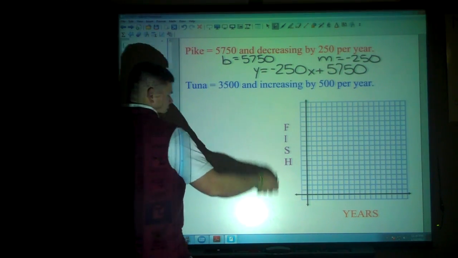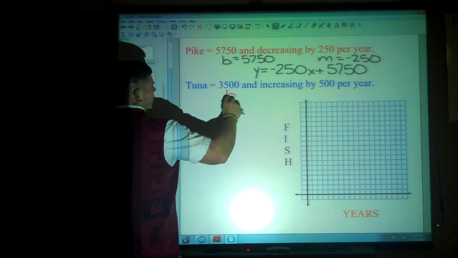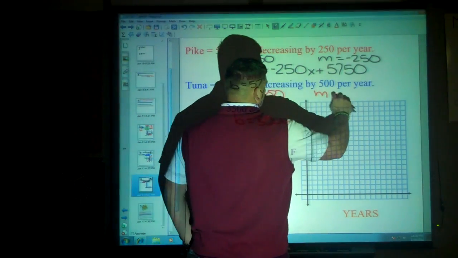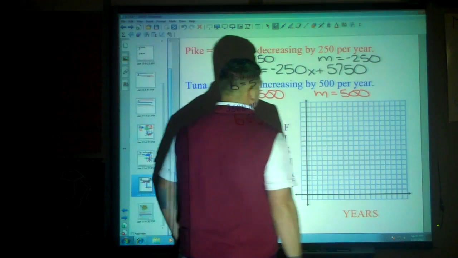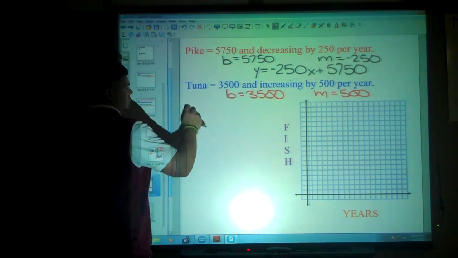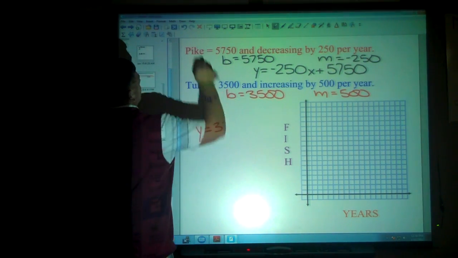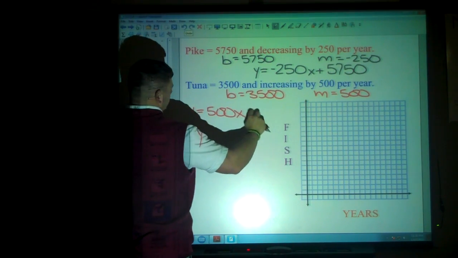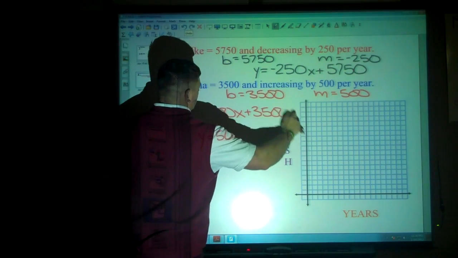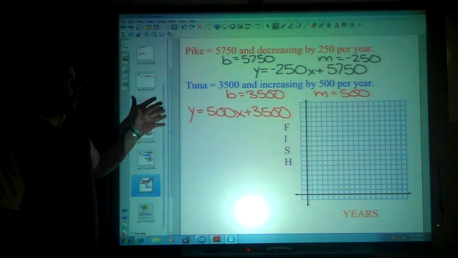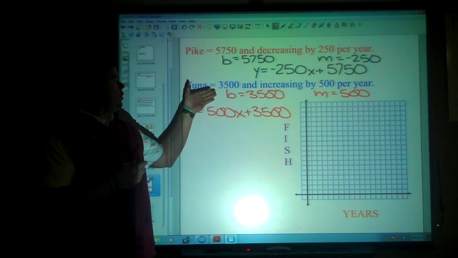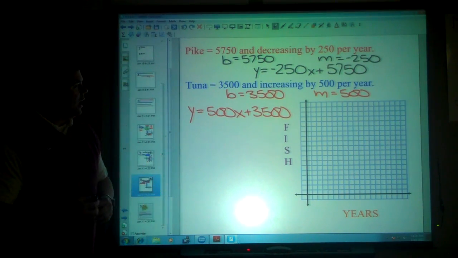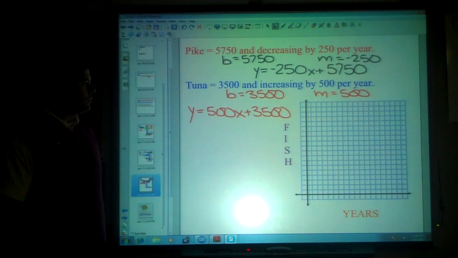Again, we have a starting amount of 3,500 tuna, and our slope is going up 500 a year, so it's positive, which means writing our equation y equals 500x plus the starting amount of 3,500. And so we've got to graph those, and we're going to look and see when tuna, which currently is lower than pike, is going to take over and have more than the pike themselves.